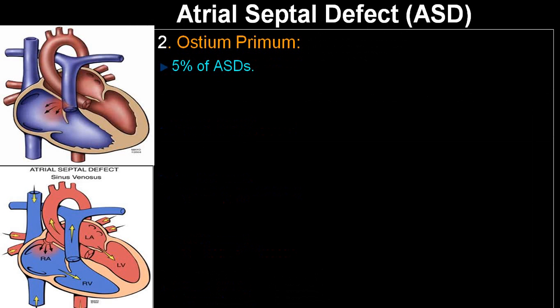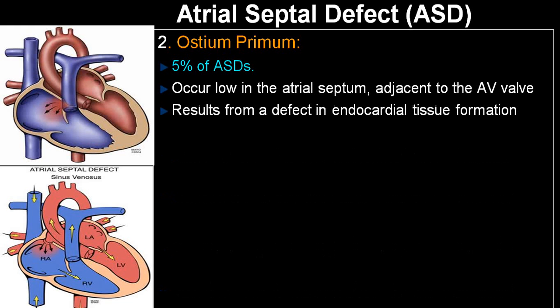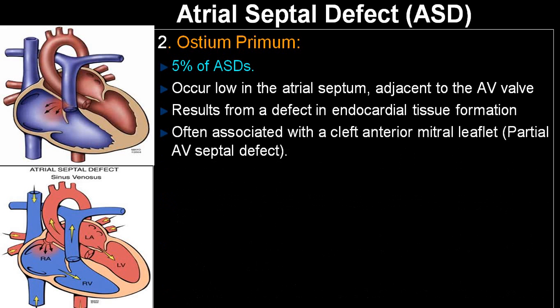Ostium primum defect is 5% of ASD. It occurs in the lower part of the atrial septum adjacent to the AV valve, and this particular defect will be very frequently associated with endocardial cushion defect. So there may be an abnormal mitral valve or partial AV septal defect.